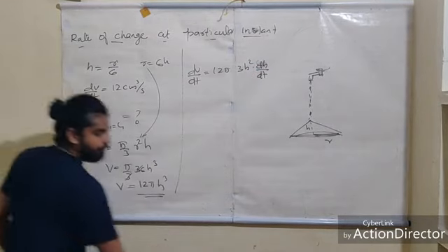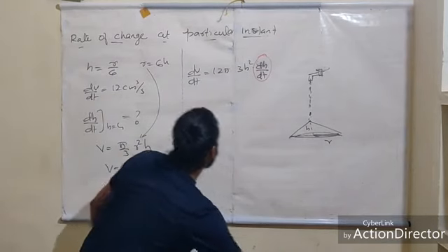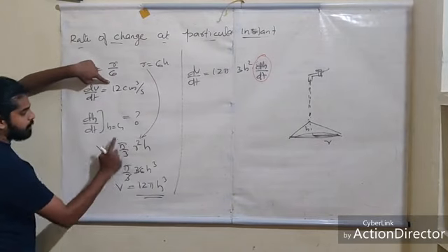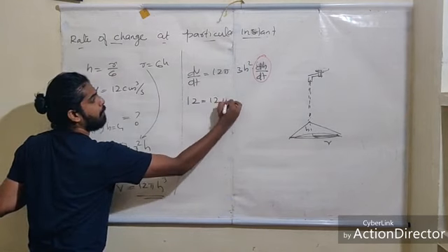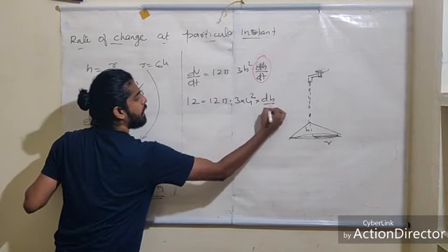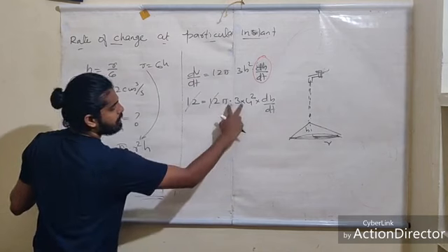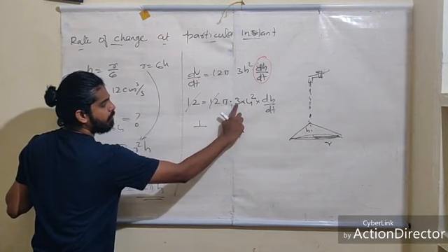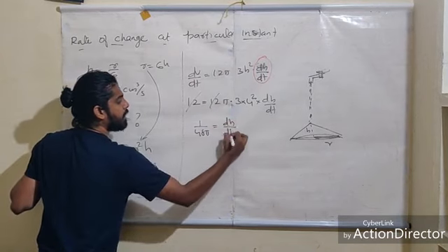And we have to find this dh by dt. What is provided? dv by dt is provided as 12, at the instant h is equal to 4. So let us substitute here: 12 is equal to 12 pi into 3 into 4 square into dh by dt. This is what we have to find. We can cancel the 12 together. 4 square is 16, 16 into 3 is 48, 48 pi. So dh by dt equals 1 by 48 pi.